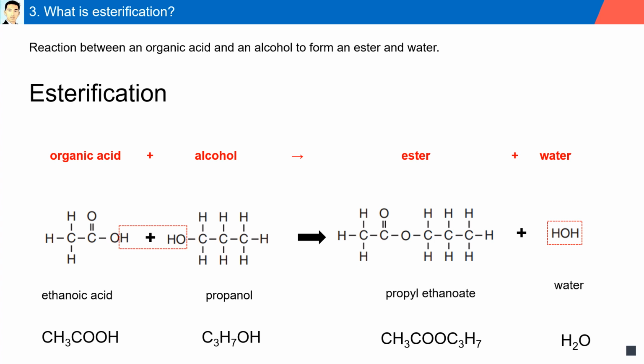The propyl group comes from the alcohol propanol, while the ethanoate component comes from the organic acid.